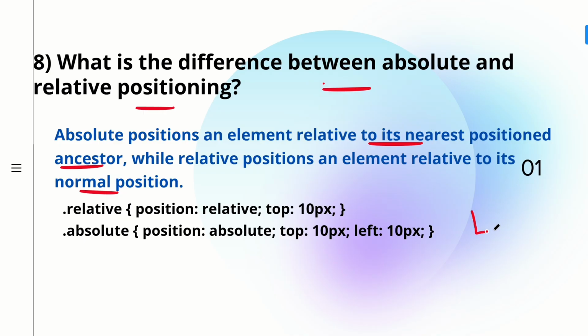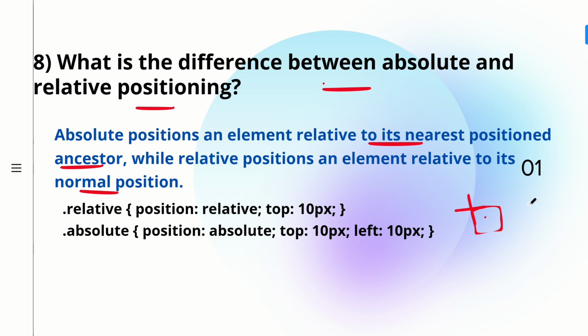What is relative? Suppose you have an element here and you give position as relative, and after that you give top as 10 pixel and left as 10 pixel. So how is this element going to position itself? It is going to position itself with this y axis and this x axis, according to its normal position. This was this element's normal position. Now whatever changes you make, it is going to get positioned according to its normal position.